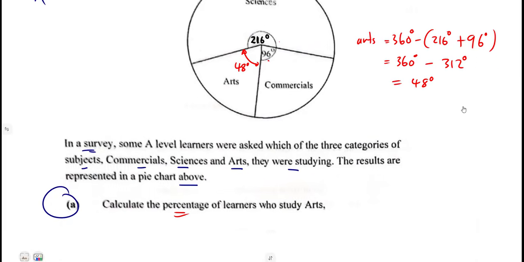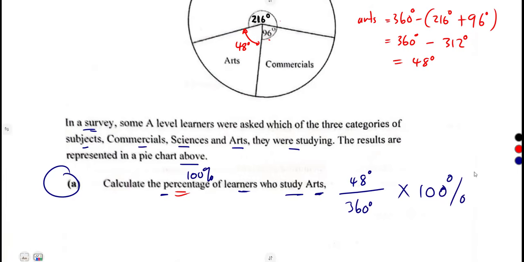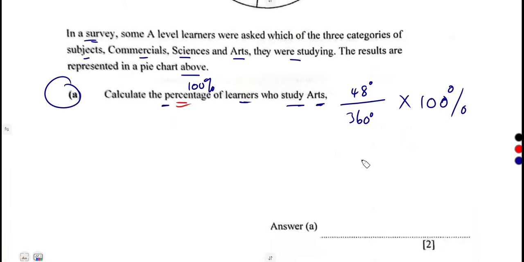So let us now consider, they are asking about the percentage of learners who study arts. According to the angle, it is 48 degrees over the total of everything, which is 360 degrees. So you divide by the total in terms of the angle, 360 degrees. Since we want a percentage, always multiply by 100% to obtain that percentage. So that was it.